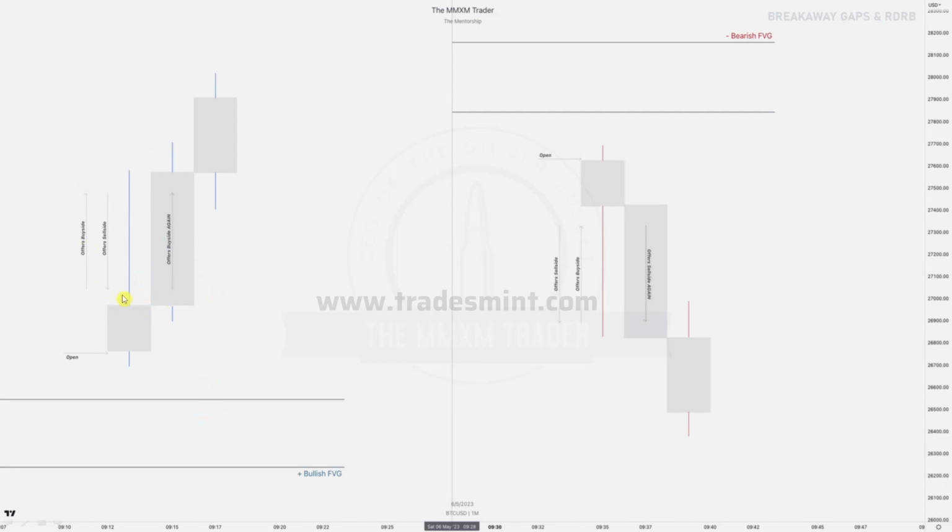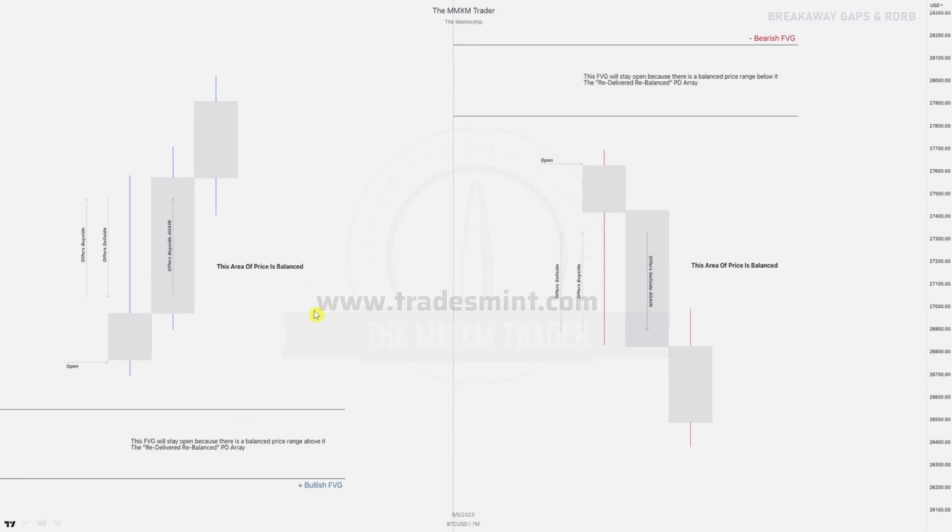And if price action starts to trade back into this range again, it's already a balanced price range. So if there's a bullish fair value gap below us, this can remain open. Same for a bearish one.